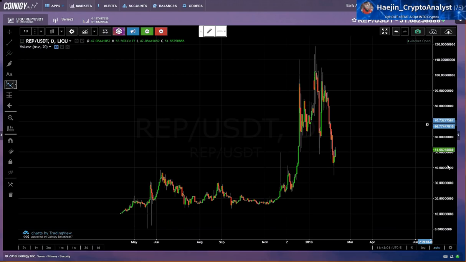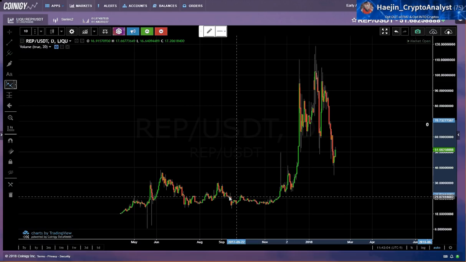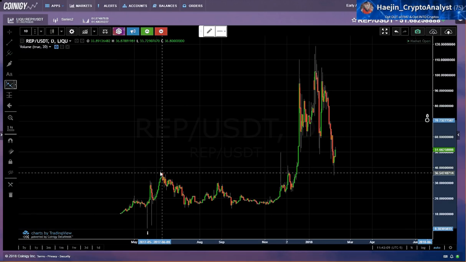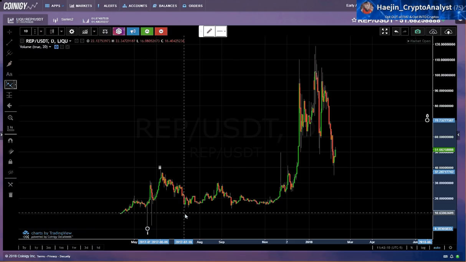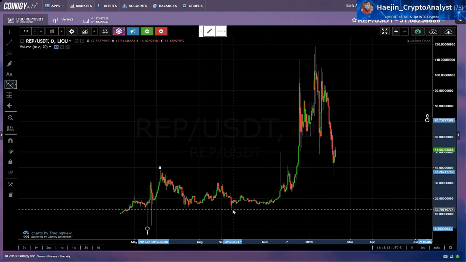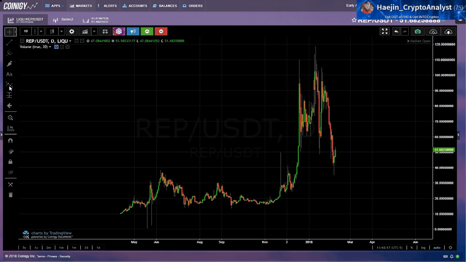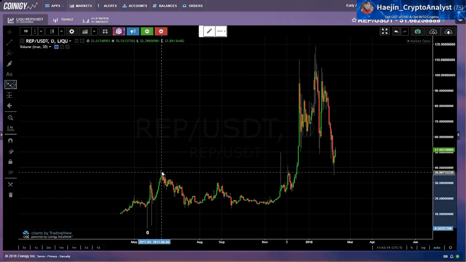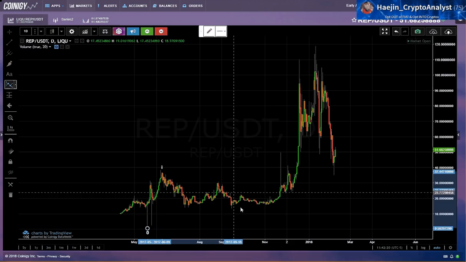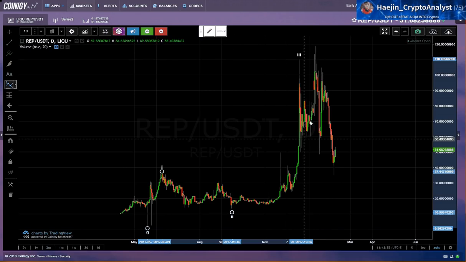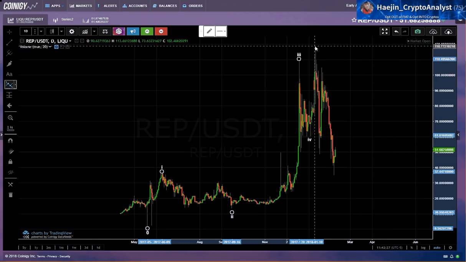All right, here is REP to the USD. We'll first count the 5 waves up. So 1, 2, ABC, the lowest point. 1, ABC, 2, 3, ABCDE, triangle, and 5.